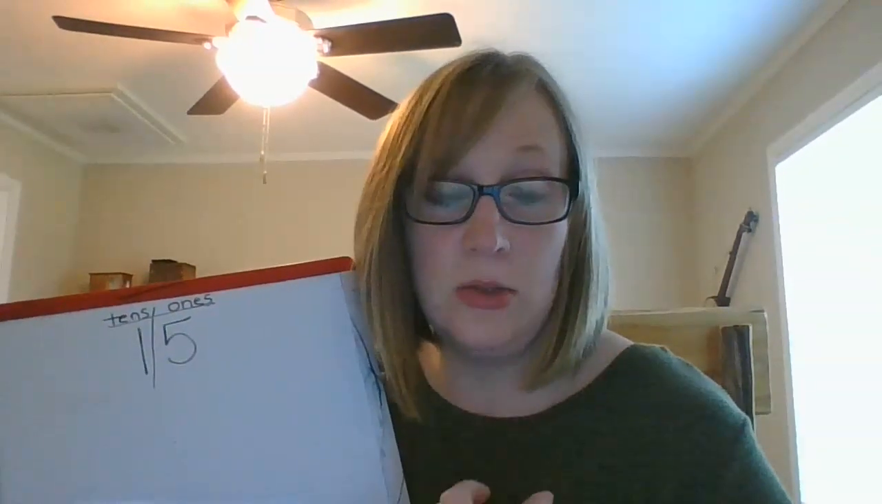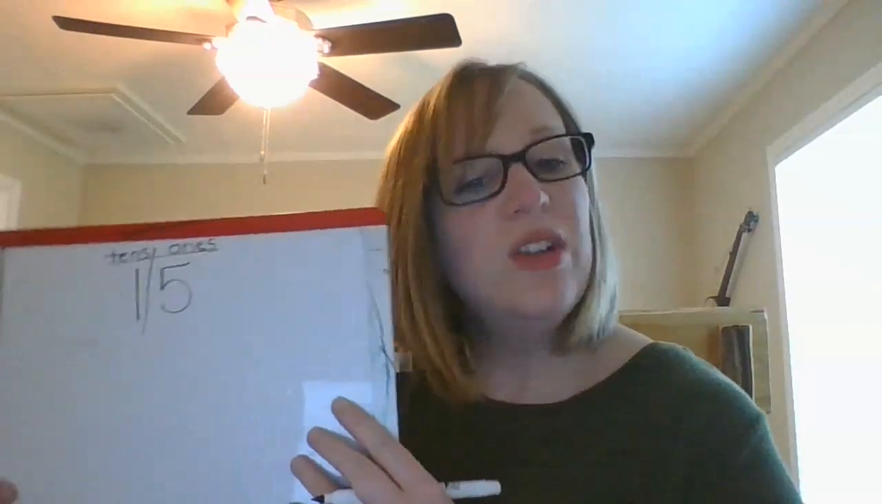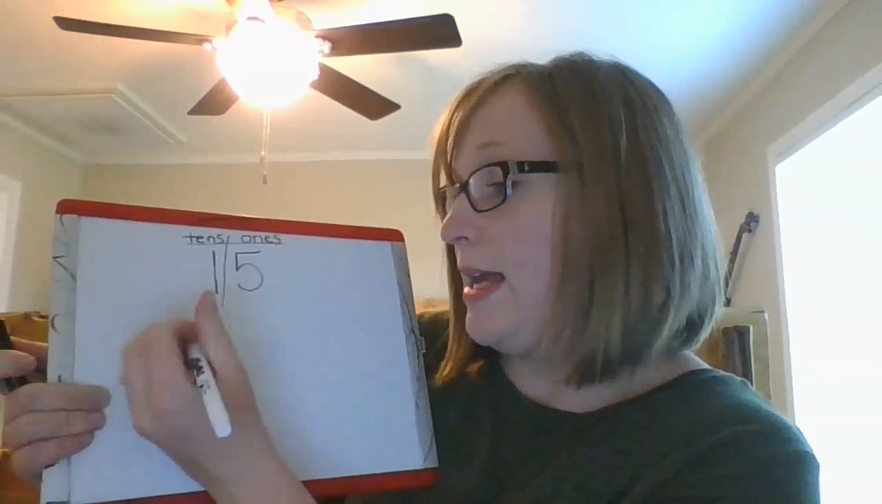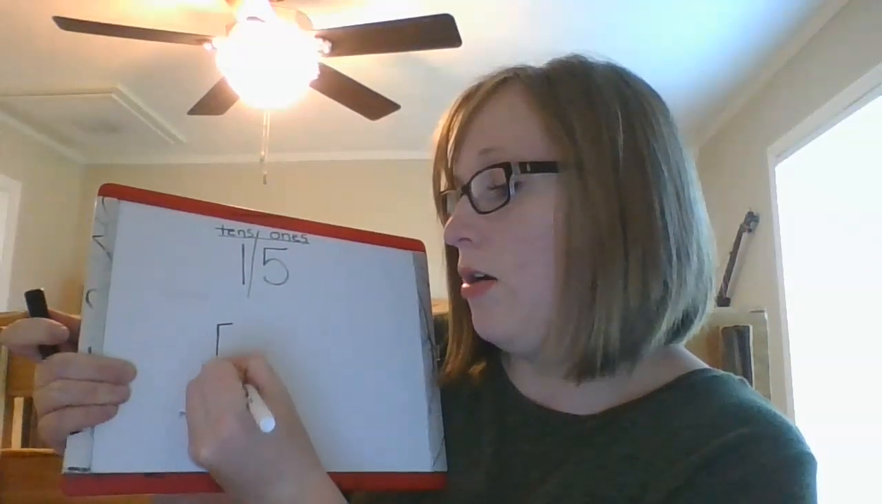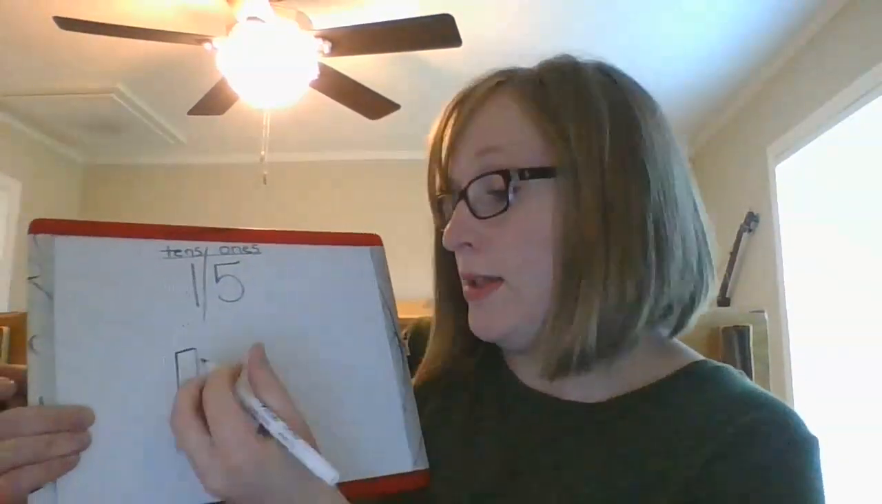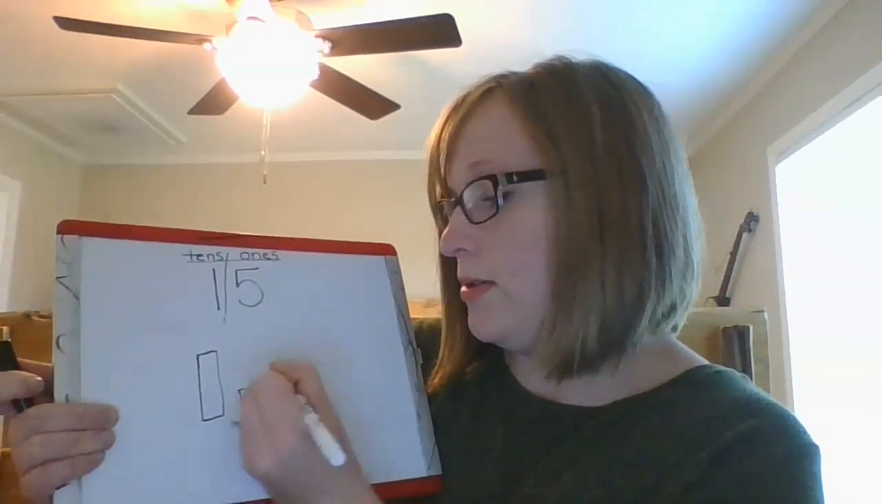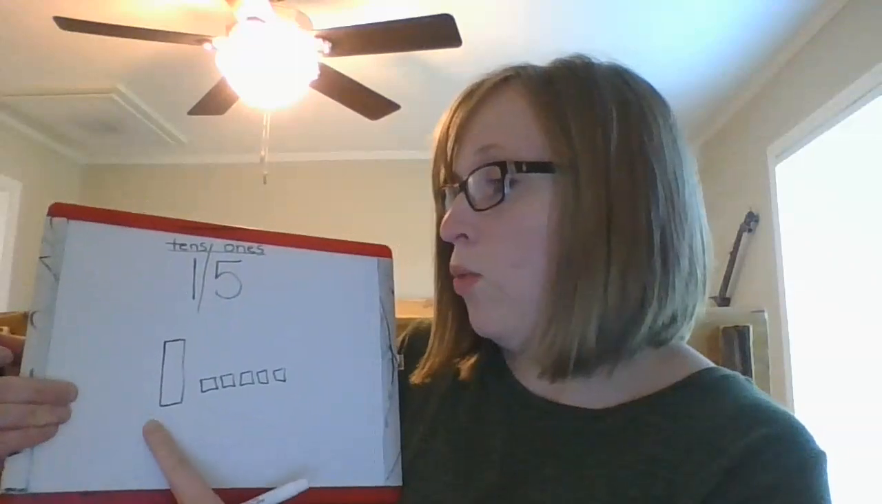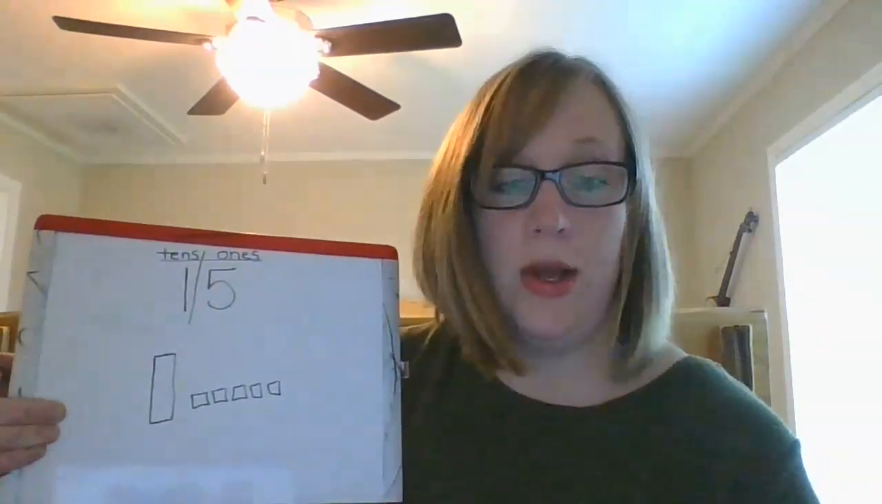Now, I'm going to show you how I show my students in my class how to draw tens and ones. Your teacher may have drawn them a little bit differently, and that's okay, and we'll talk about that. So in the number 15, when I draw a 10, I draw a rectangle. And when I draw my ones, I draw little squares. So I'm going to draw my 1 ten and my 5 ones.